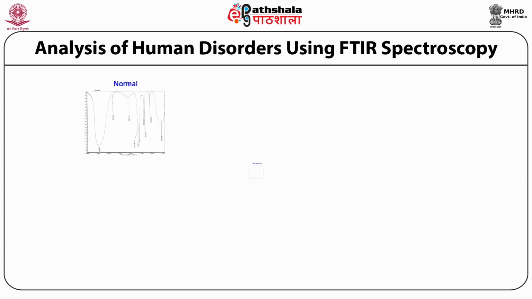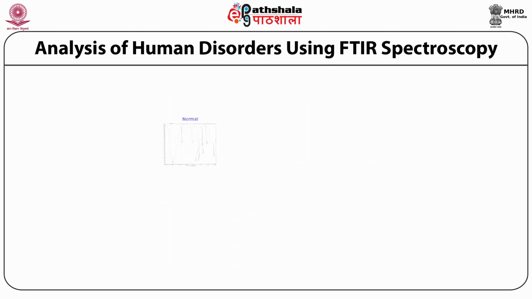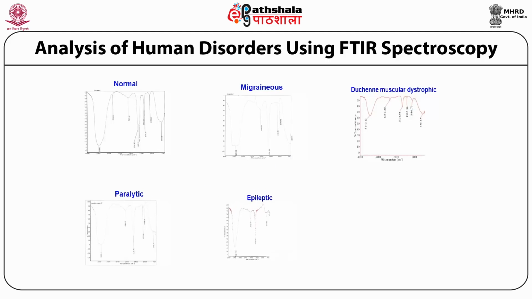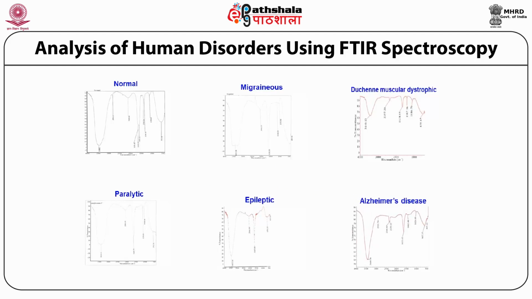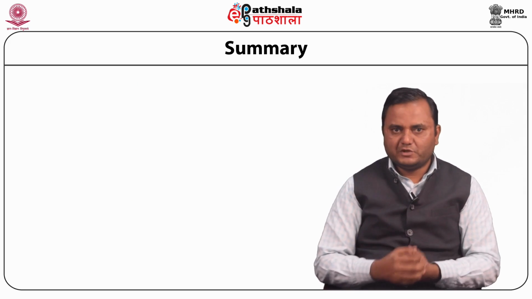It is also used to identify different types of diseases. You can see here the normal person's IR spectra are shown, but if the person has migraine, the IR spectra are different. In the Duchenne muscular dystrophy patient, in the paralytic patient, in the epileptic patient, and in Alzheimer's disease, the IR spectra are quite different, and that is why IR spectroscopy may also be used for the detection of diseases. So students, let's now summarize what we have learned in this module.